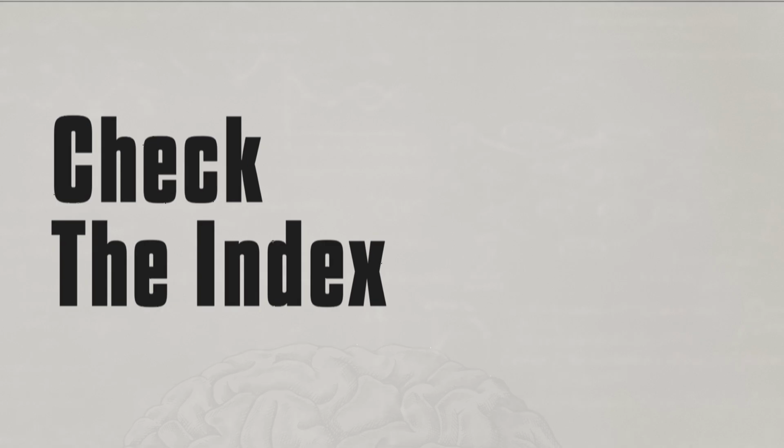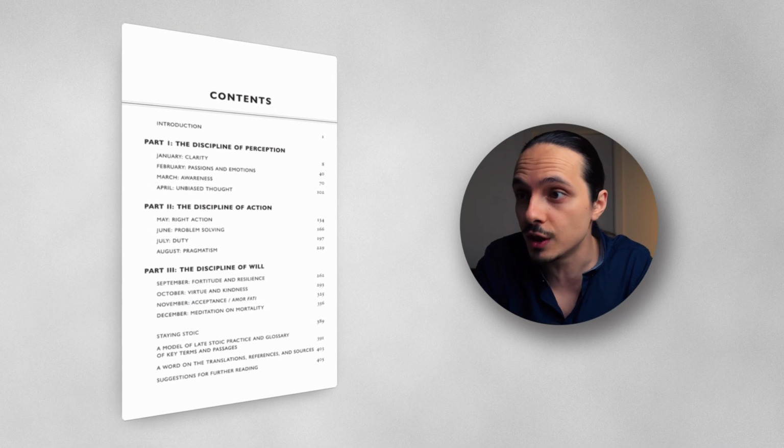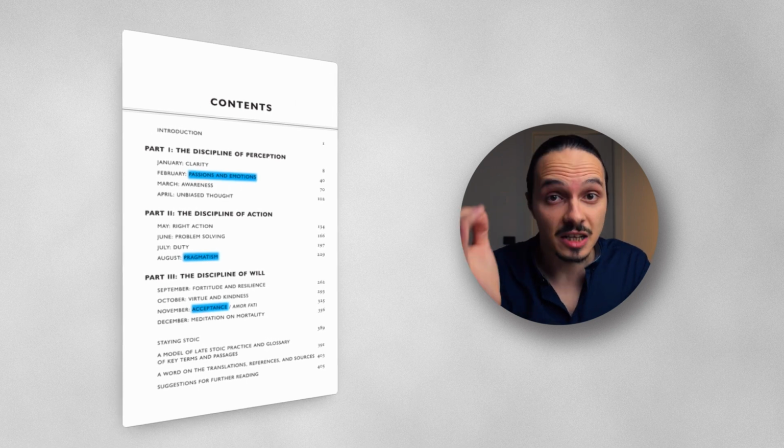And the first one is to always start with the index of your text. And here's a perfect example of that in Ryan Holiday's Daily Stoic, a perfect collection of keywords. You get the ones that are relevant to your studies, done. But what if your index is not like that?